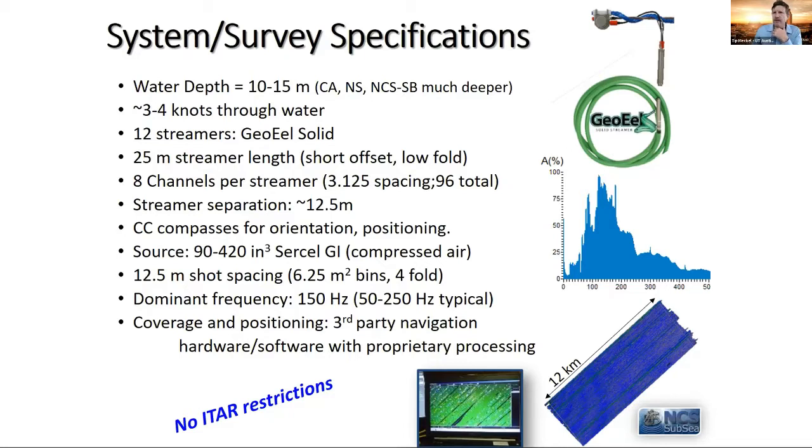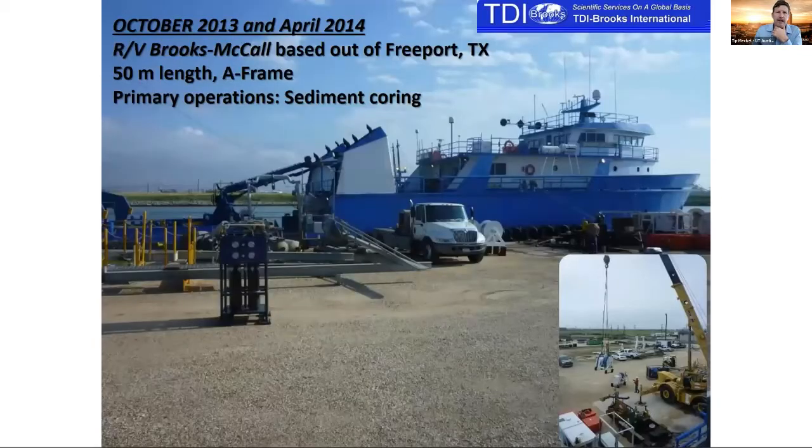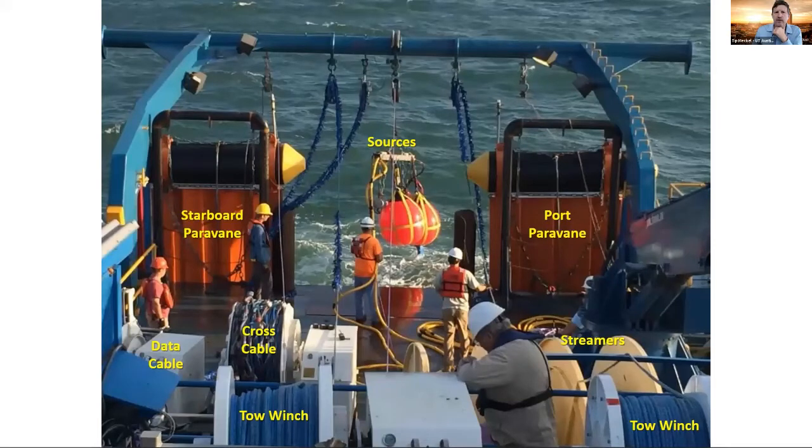We usually in the past have used third-party positioning to help with the navigation, but we think we're overcoming that now, and that's also something we can talk more about. I mentioned we were using a vessel of opportunity, the Brooks McCall. It's about a 50-meter length vessel with an A-frame, and so it was suitable for what we were trying to do. Once you get the full system on board, it includes 5 winches, some of which are seen here, 2 winches on the upper deck, 3 at the bottom, two large paravanes, and then our source situation. So that's everything after about 2.5 days of mobilization.